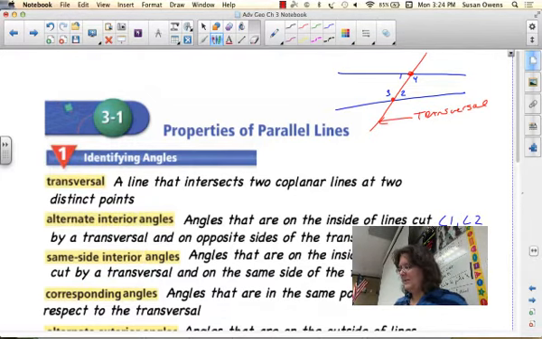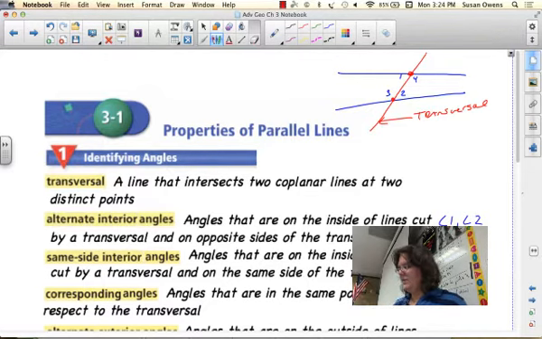Okay. Same side interior angles, these are ones that are on the same side of the transversal and are also interior. So for example, 2 and 4 would be same side interior, and angles 1 and angle 3 would be same side interior angles.